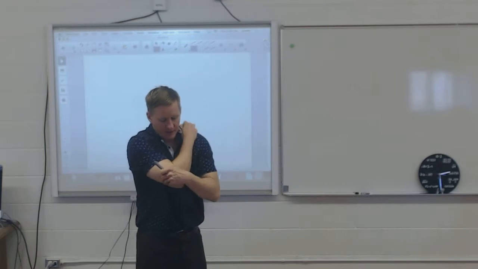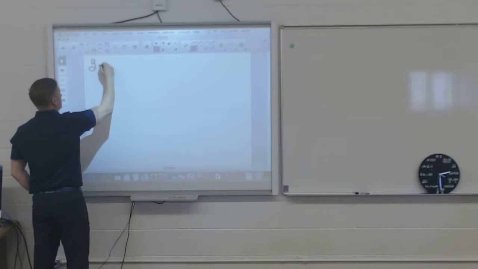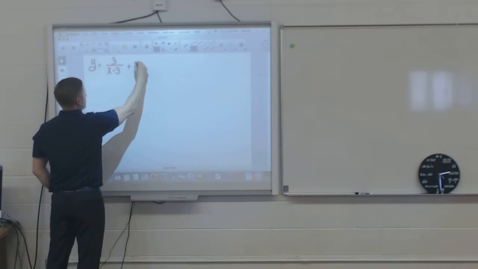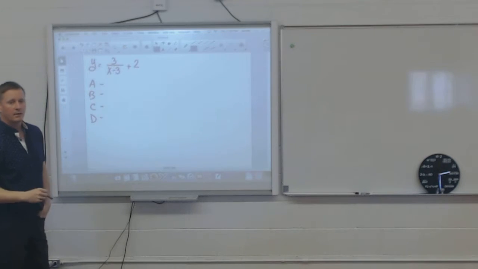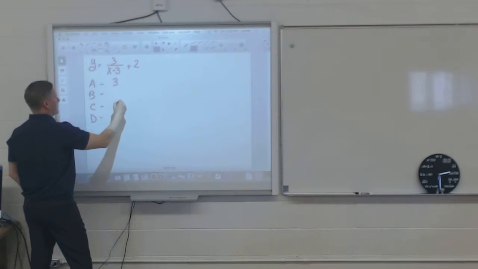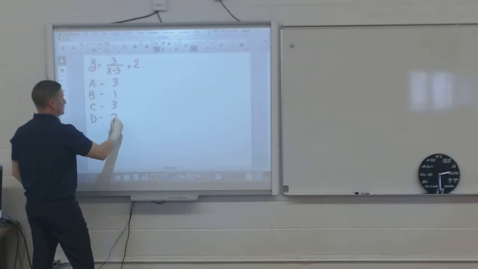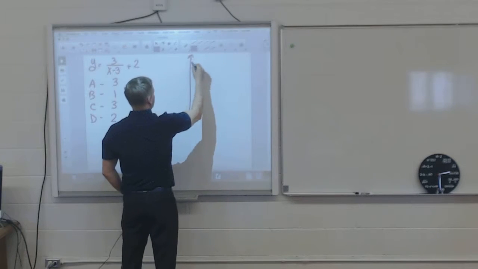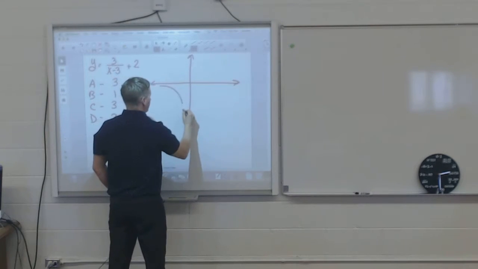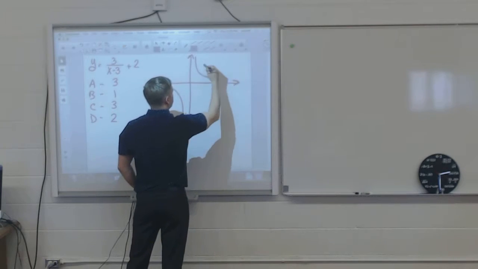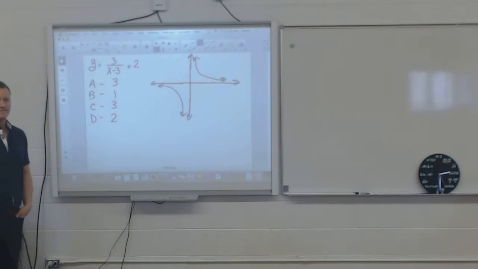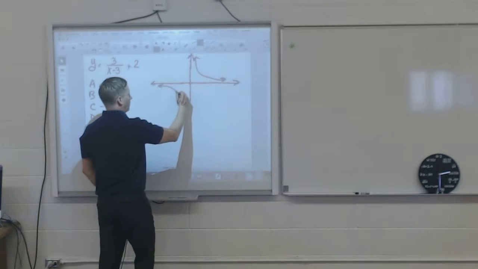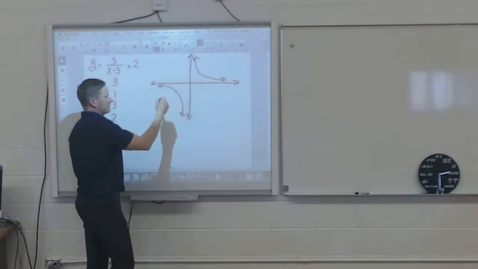Graph y equals 3 over x minus 3 plus 2. Okay, so my graph is y equals 3 over x minus 3 plus 2. Let's start by doing this again. I like this practice. We have been doing it all along since unit 1. What's my a value? 3. What's my b value? 1. My c value? 3. And my d value? 2. Okay, so my original sketch looks like that. Okay? So, key points, that one, and this asymptote stuff.